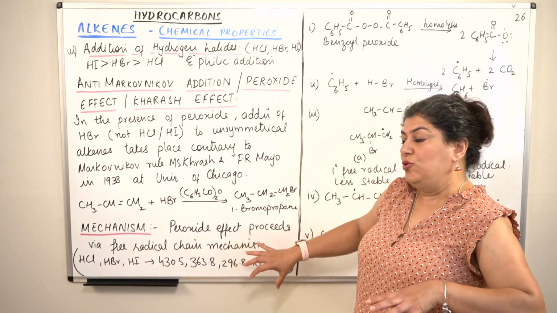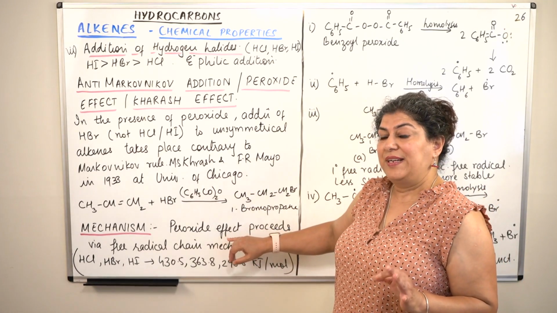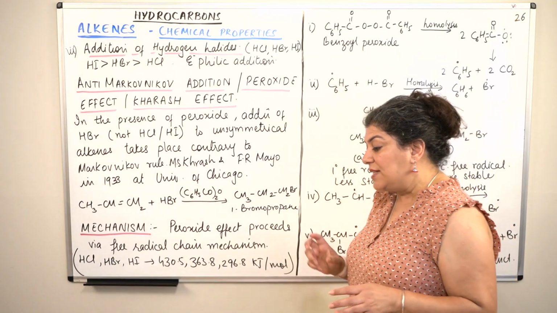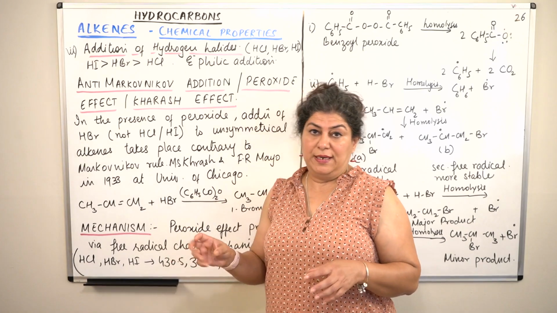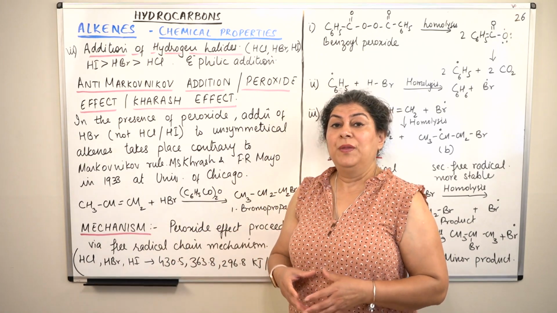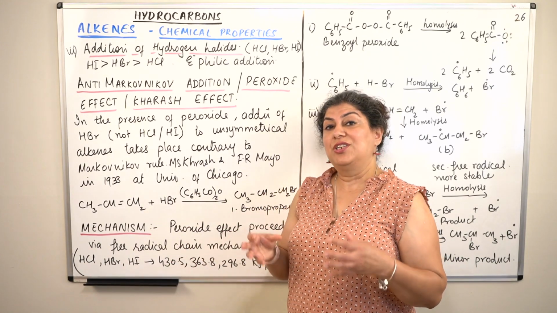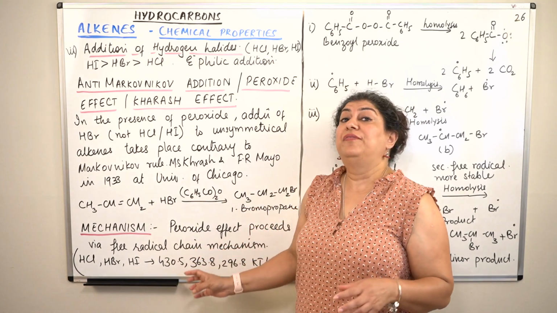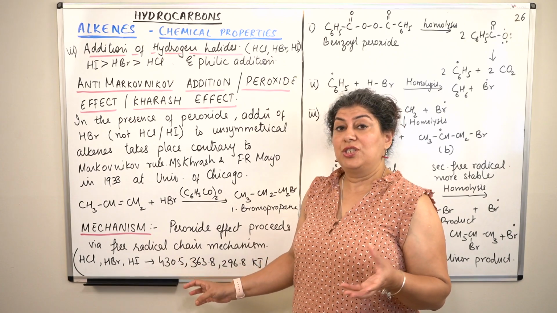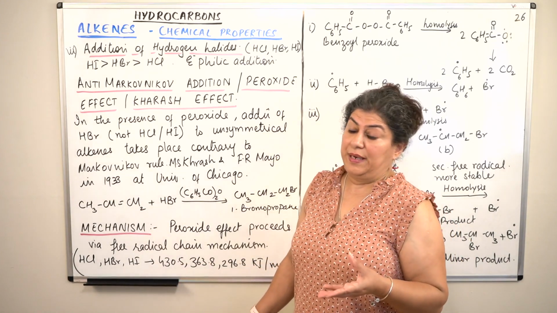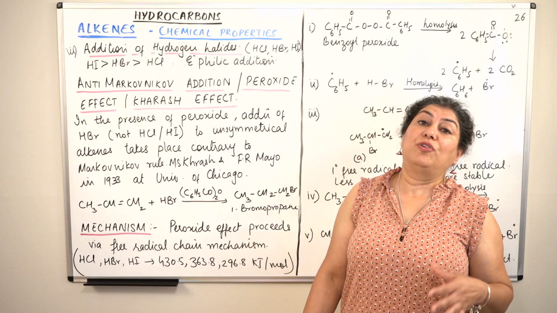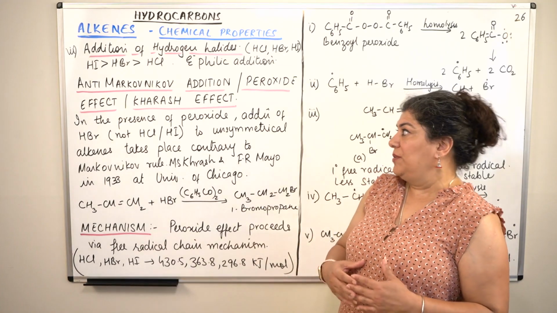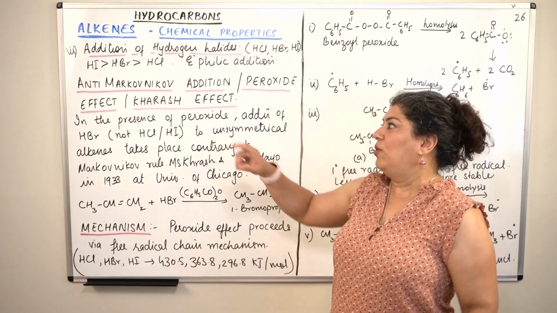Now, as I told you, this reaction, the peroxide effect, takes place by free radical mechanism. Just as when we were doing the electrophilic addition or any electrophilic reaction, the first step in that reaction is the generation of that electrophile. Similarly, when a reaction is proceeding by the free radical mechanism, the first step would be formation of the free radical. So how is a free radical formed? How is an electrophile formed?